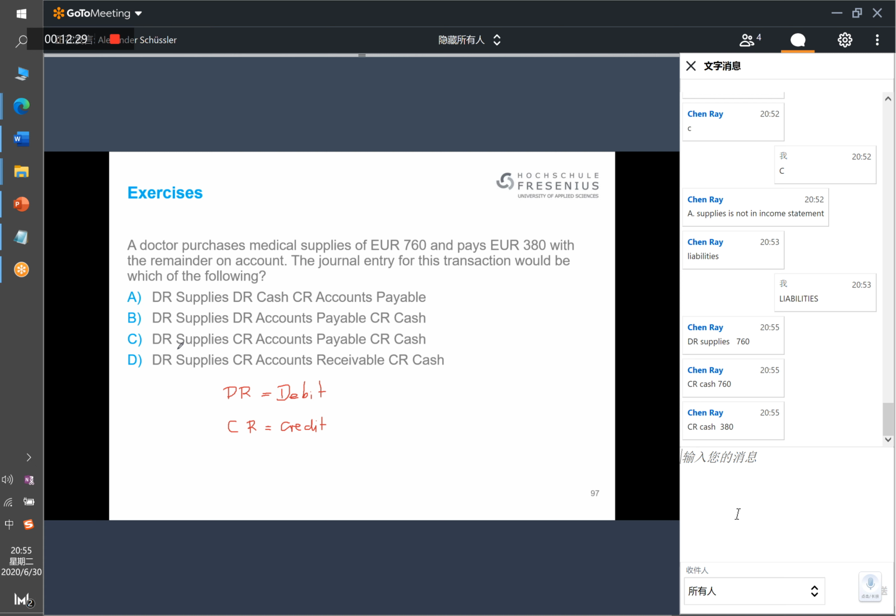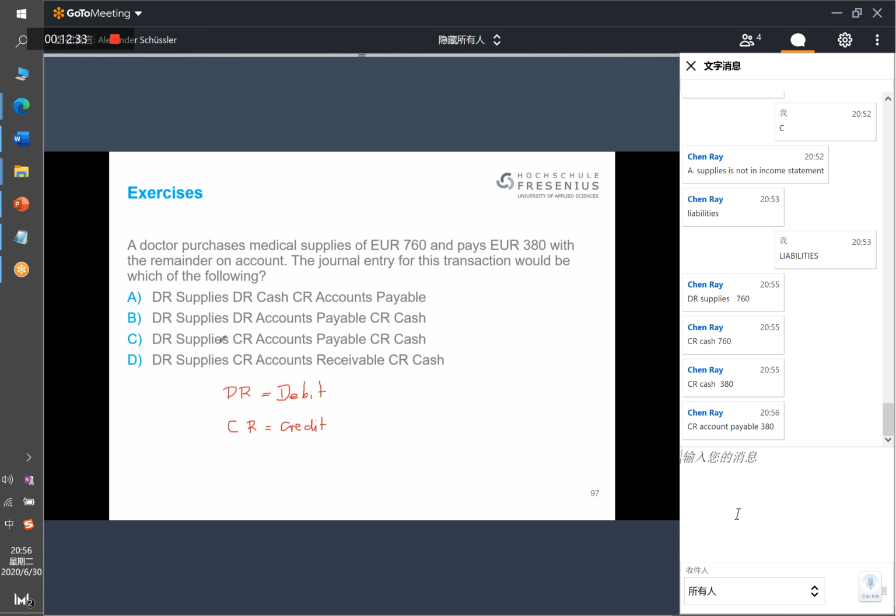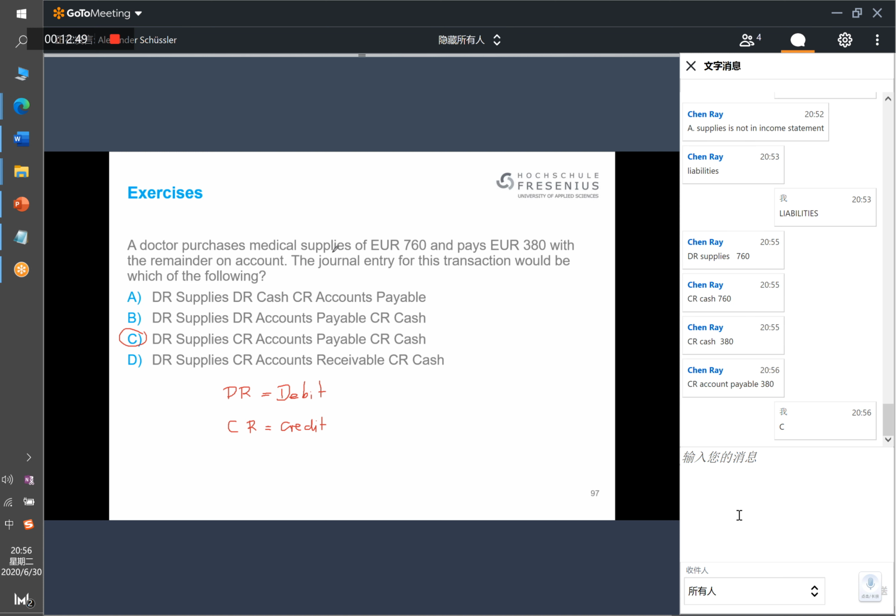Yeah, credit cash is correct, and you should debit supplies. Yeah, because supplies is an asset, and when you debit it, it goes up, and you credit cash and credit accounts receivable. Yeah, so C is correct.